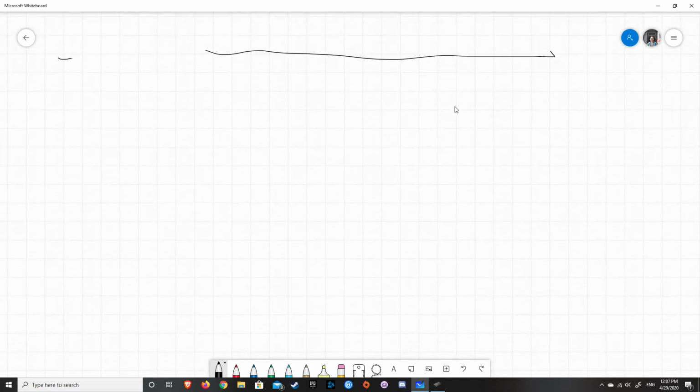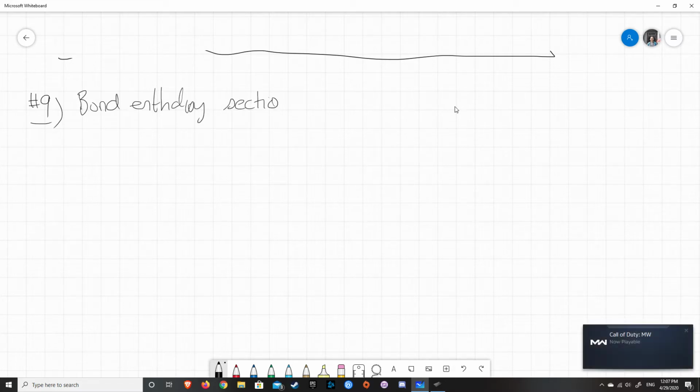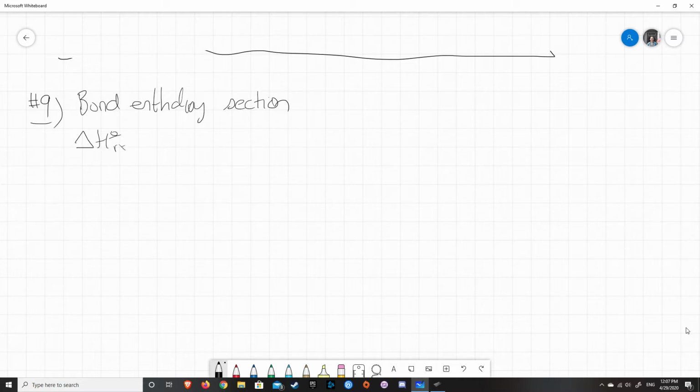So okay, let's move on to number 9. It's number 9 in your textbook. This is dealing with the bond enthalpy section. So what that means is that to calculate the bond enthalpy, our delta H of reaction is equal to the sum of the bonds that are broken, minus the sum of the bonds formed.